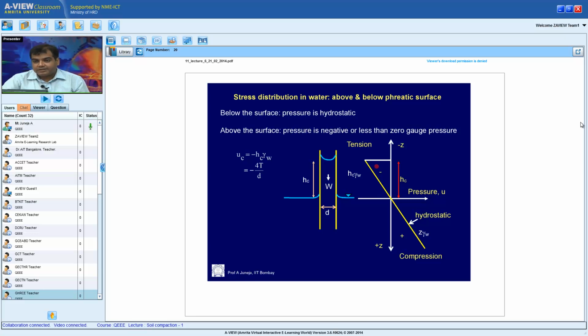Above the phreatic surface, we say that the water exists under capillary tension. So it's tension. If I extend this line upward, because the gradient is the same, I have now Hc, which is the height measured above the water table, times the unit weight of water. That's the tension. So it reaches up to height Hc.